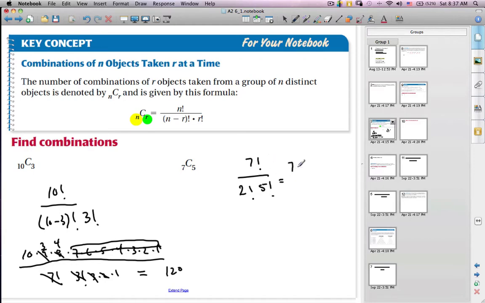So 7 factorial is 7 times 6 times 5 factorial. And that's going to cancel with this 5 factorial. And 2 factorial is 2 times 1. 2 goes into 6 and leaves 3. Obviously, you notice I ignored the 1. Anything divided by 1 is just itself, so the 1 doesn't really come into play. 7 times 3 is just 21. Okay, so that's just practicing combinations, and it's pretty easy once you get used to identifying the right parts and plugging them into the formula.